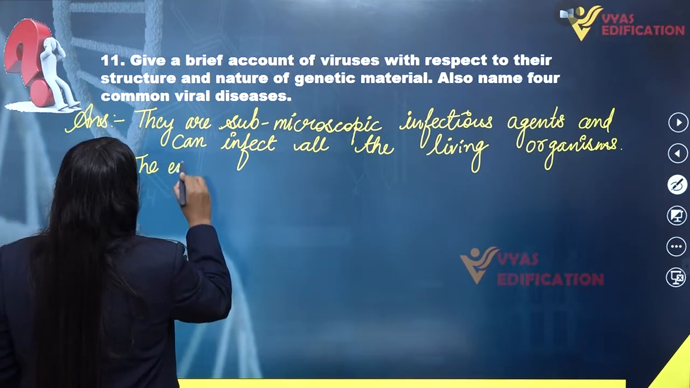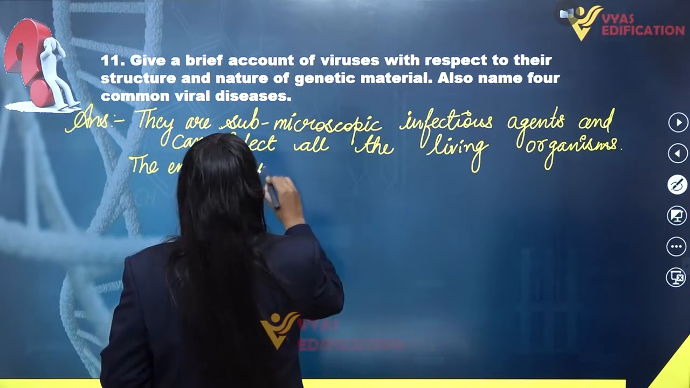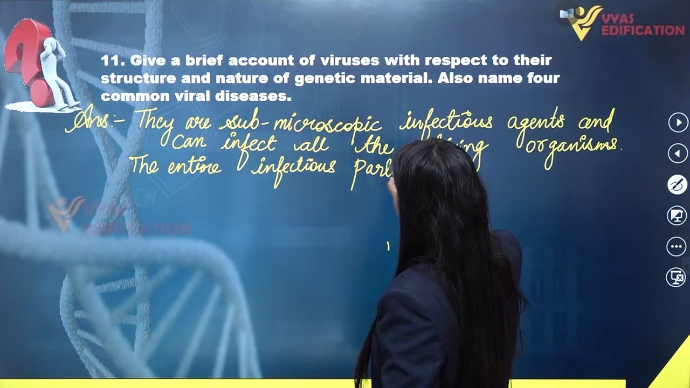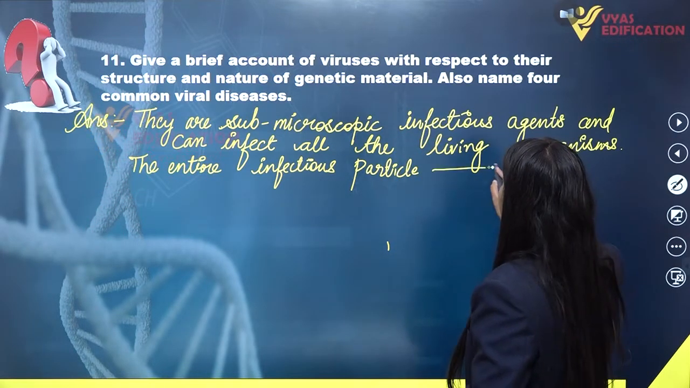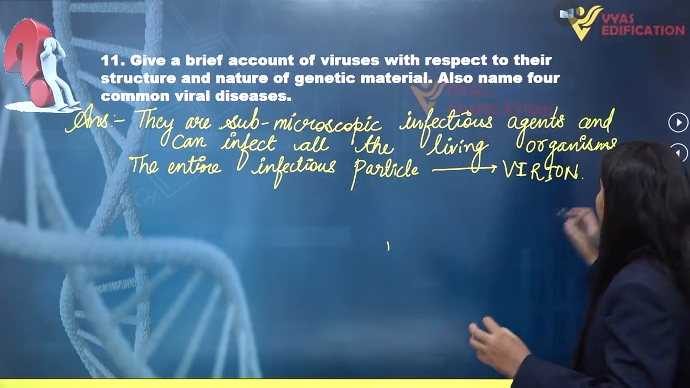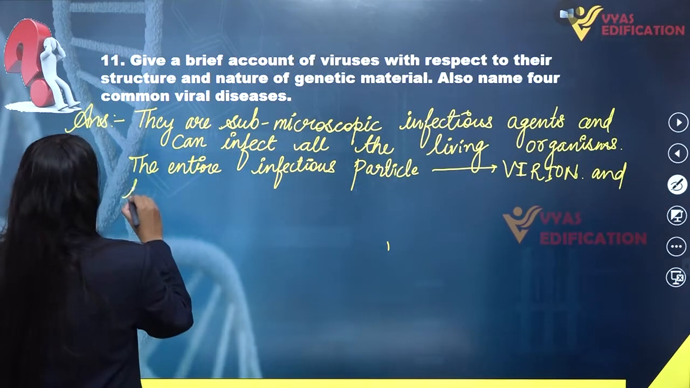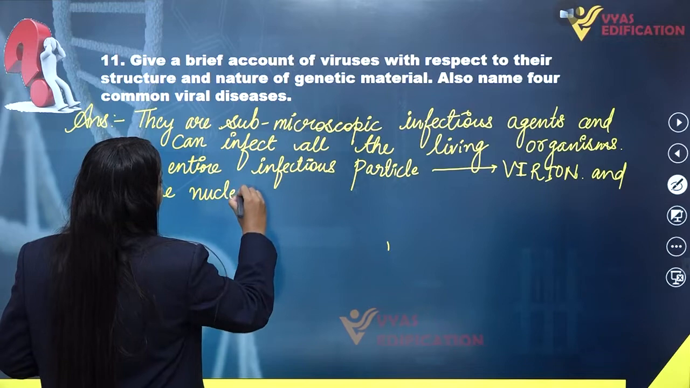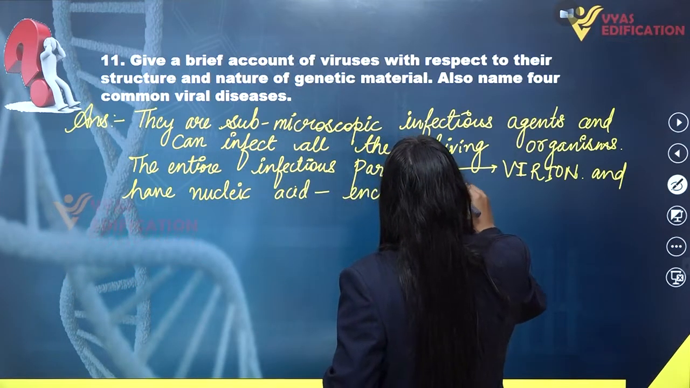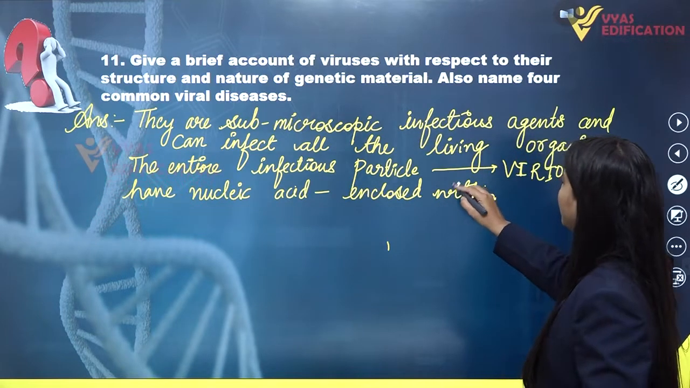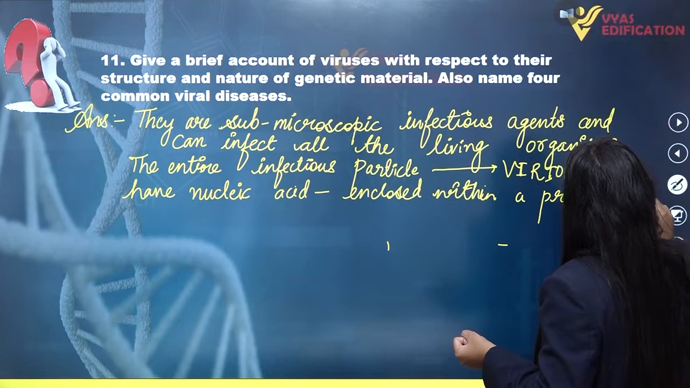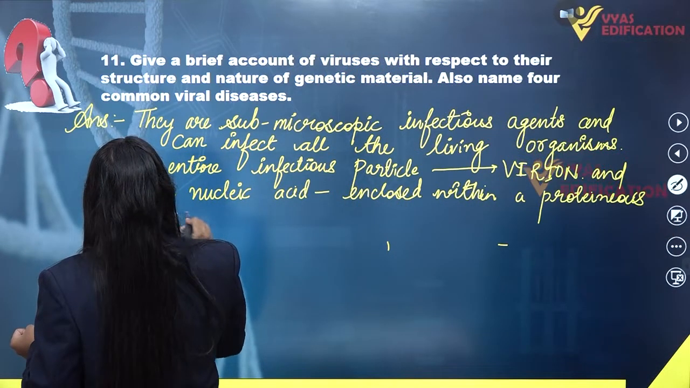The entire infectious virus particle is known as virion, V-I-R-I-O-N, virion, and has nucleic acids which are enclosed within a proteinaceous coat known as capsid.